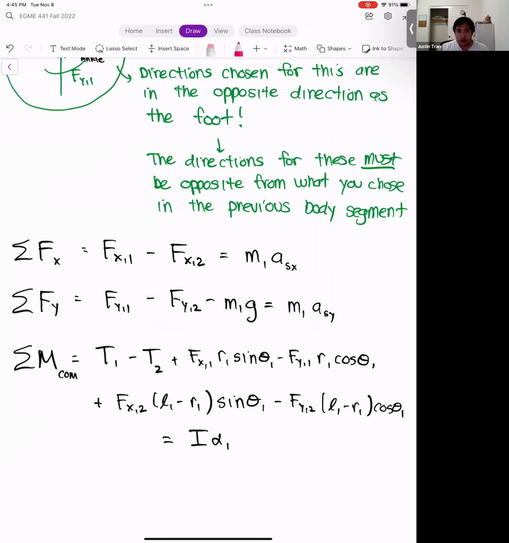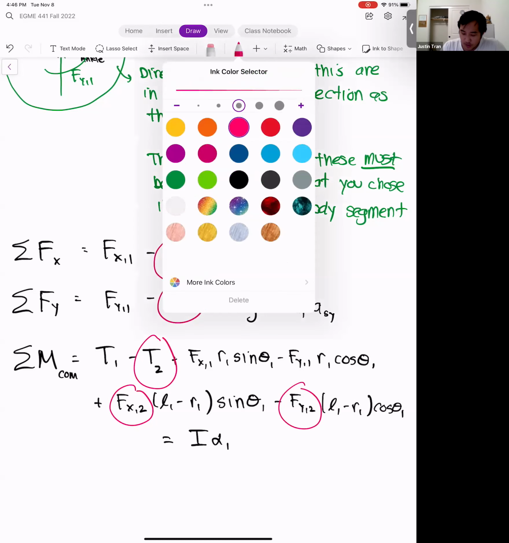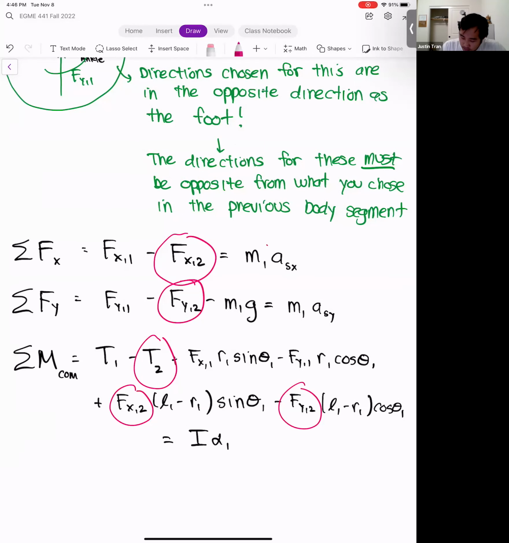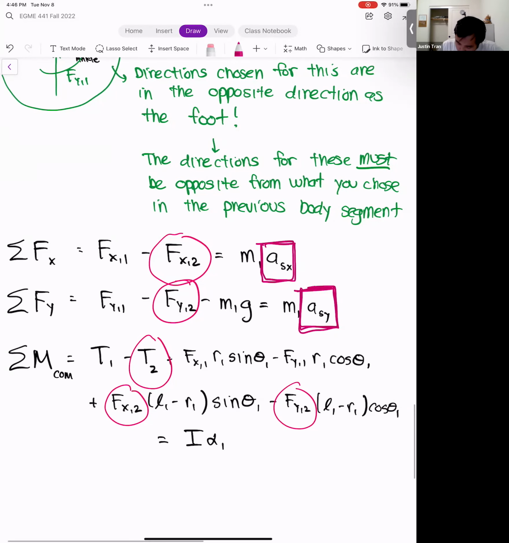And so these are our equations, and of course the unknowns in these equations are these, everything that's marked with a 2. Because we have three equations here for the three unknowns, in theory we should be able to solve it. But there's one other issue we need to address, and that is these quantities. So ASX, ASY, these are the linear accelerations of the shank body segment.